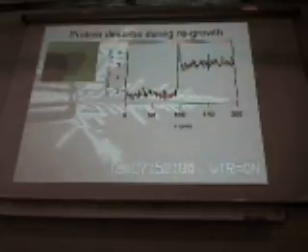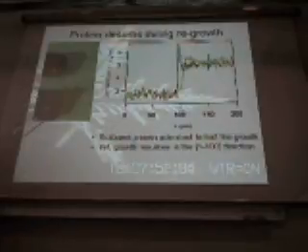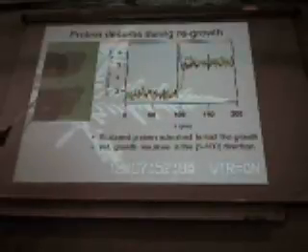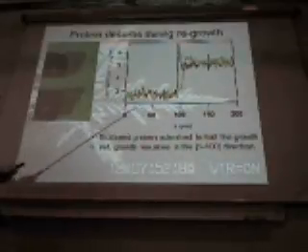So the ice protein dissolved when the crystal growth started again. This interface stopped, but new steps appear here, and then this interface started to grow again. So then we analyze this.